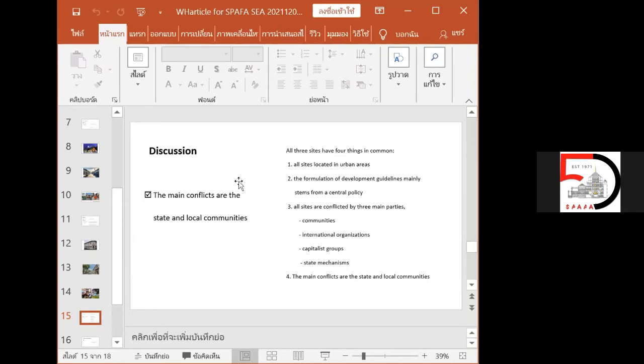The proposal from this study, I think, is to develop participation in the quality management of cultural heritage sites in accordance with the heritage philosophy. All parties must promote the development of a more decentralized state model. Thank you.